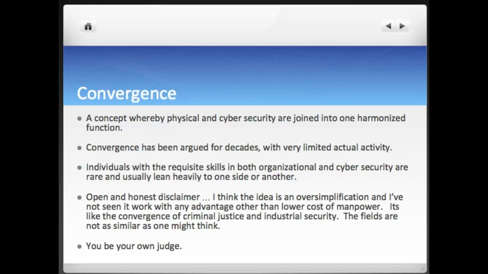So when I say it's my opinion, it is just that, and everyone has an opinion about convergence when you're in this field. And convergence is a concept whereby the physical side of security, the organizational side, merges with cybersecurity, and they have one security organization. And it's been argued forever that that's the way to go because they're both security, and I would counter with they are not. Right? The term security was in some ways co-opted by the cyber side. That's not a bad thing, right? It was probably the closest term to use.